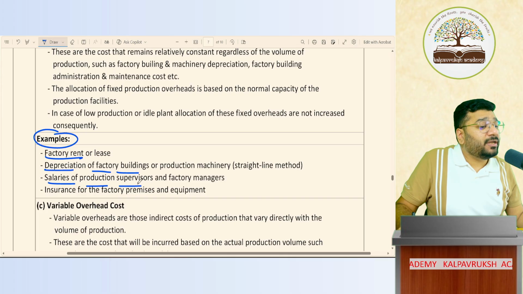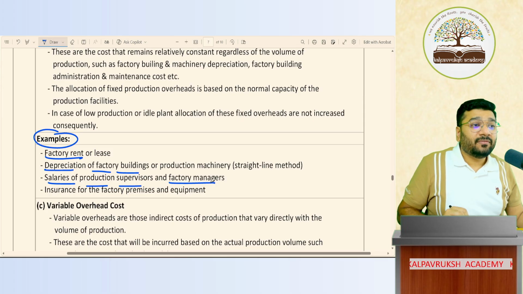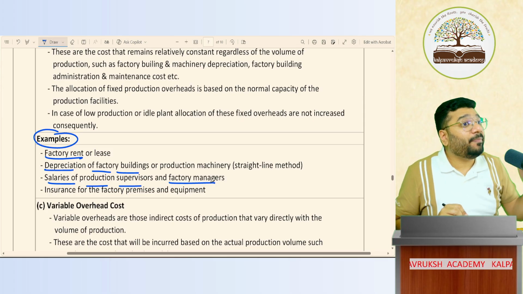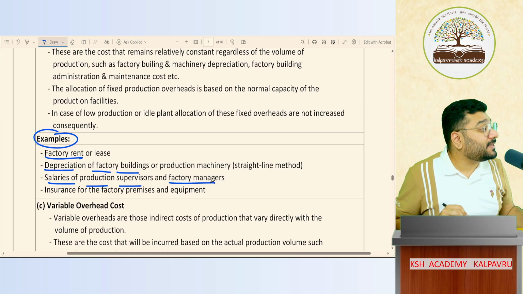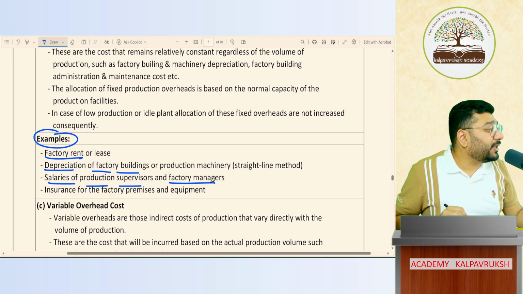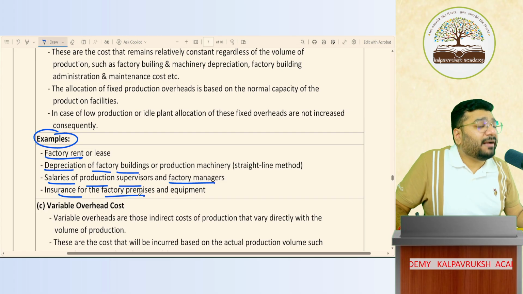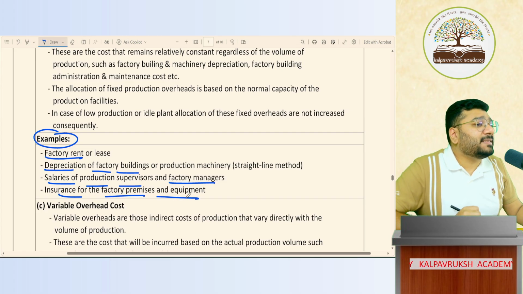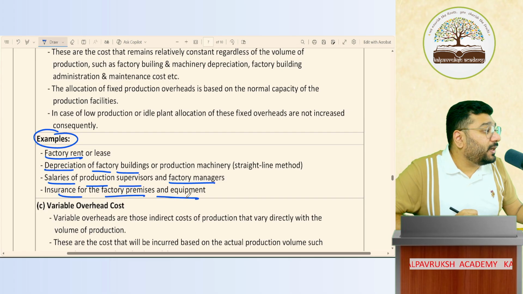Salary paid to the production supervisor, factory supervisor, factory manager. Whether you do production or not, every month you have to pay him salary. Hence it is called fixed production overhead. Insurance of the factory premises, equipment, etc. All these are my fixed production overhead. Got it, not got it?